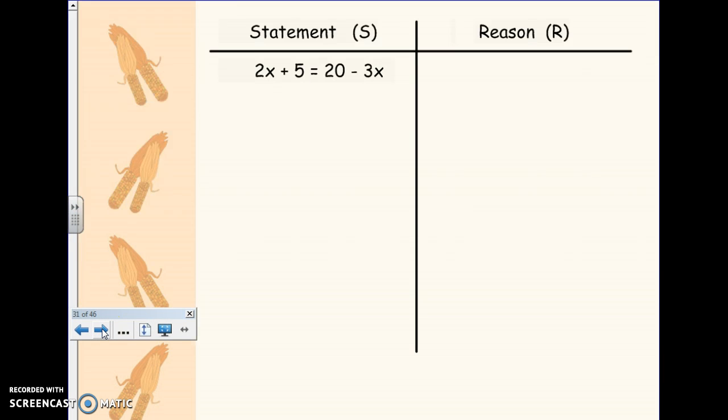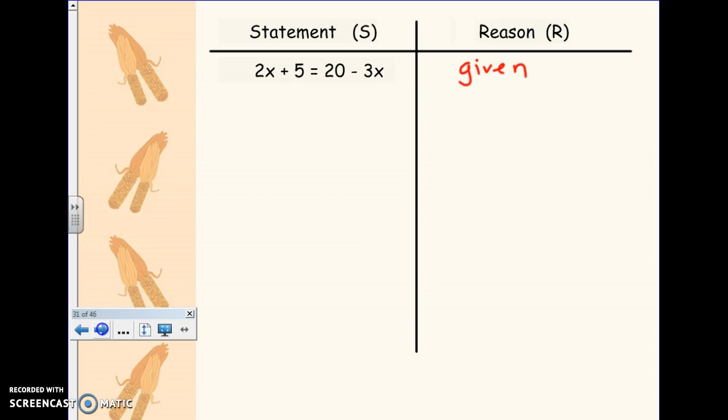All right, so we're going to use all those reasons to justify what we're going to call an algebraic proof. So our statement in this case is an equation. I know that you guys all know how to solve this equation, but we're just going to justify all the steps. So the first thing that we're going to almost always write is original equation or given.